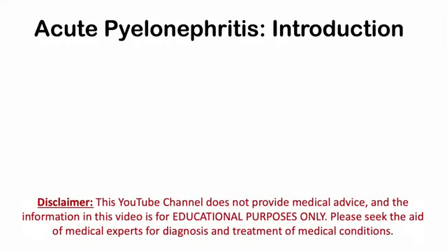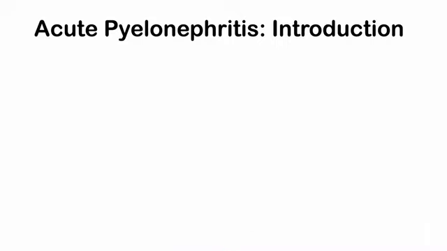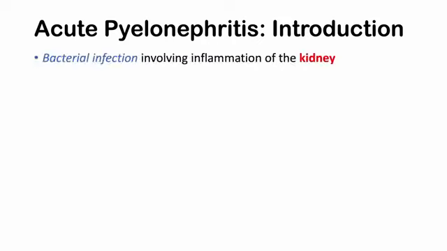This lesson is on acute pyelonephritis. In this lesson, we're going to talk about what this condition is, what causes it, some of the pathophysiology behind why it occurs. We're also going to talk about some of the signs and symptoms, how it's diagnosed, and how it's treated. So what is acute pyelonephritis?